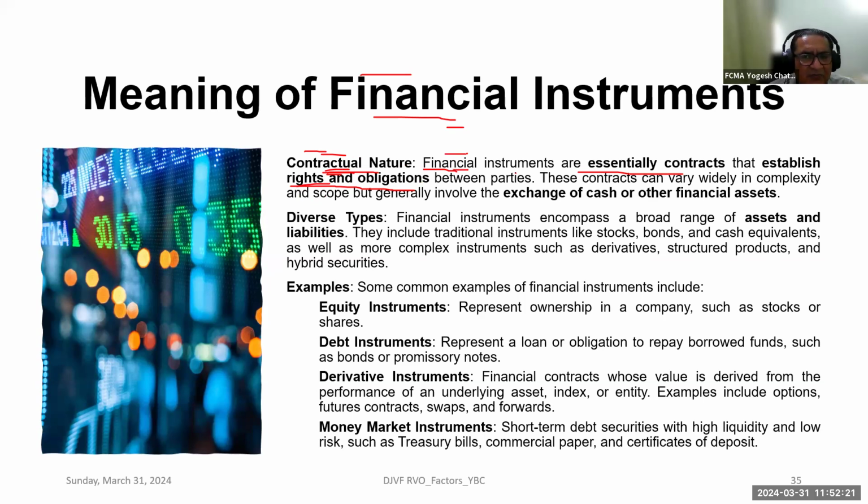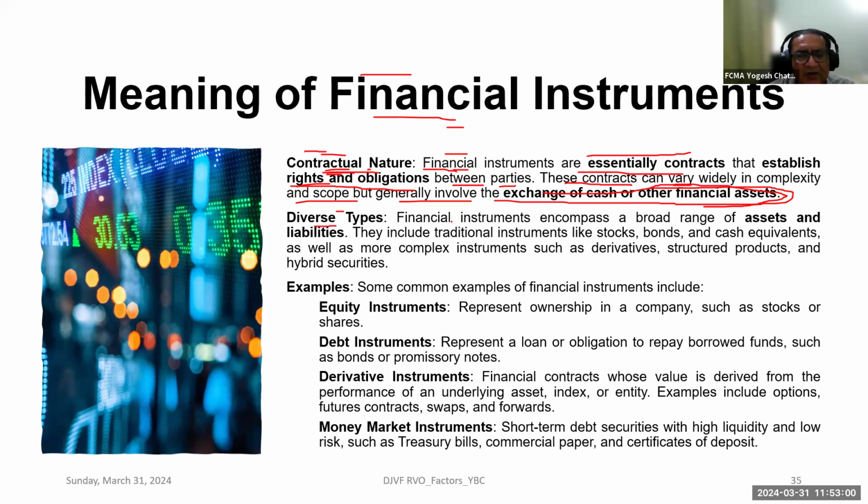So financial instruments are essentially contracts that will establish the rights and obligations between the parties, here the buyer and seller. These contracts can vary widely in complexity and scope, but generally involve the exchange of cash and other financial assets. So generally, either the financial contract will involve monetary terms, or it can result in an exchange of other financial assets.